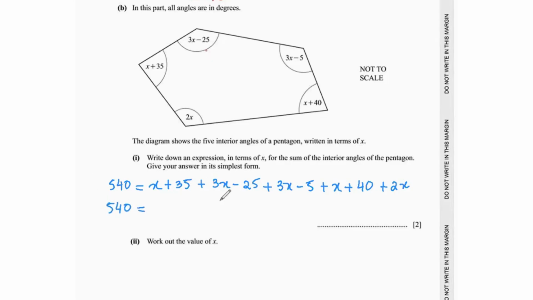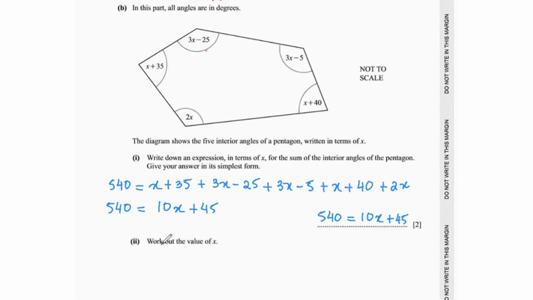Combine all the like terms. So there's 1, 3, 3, so 6, 7, 8, 9, 10, 10 x's. And for the numbers 35 minus 25 is 10. 10 minus 5 is 5. 5 plus 40 is 45. So 10x + 45. This is our expression in its simplest form.